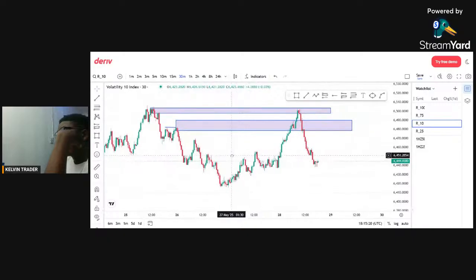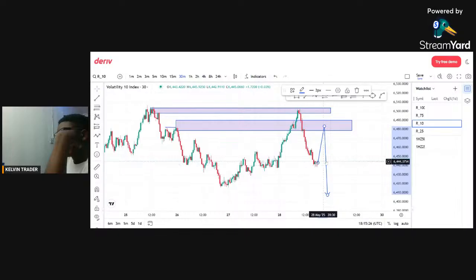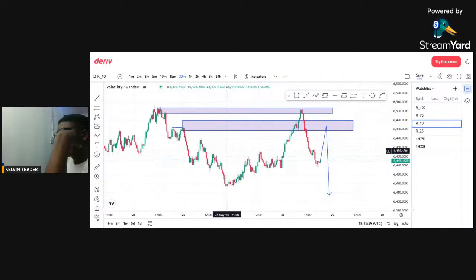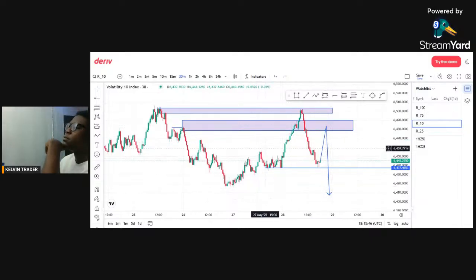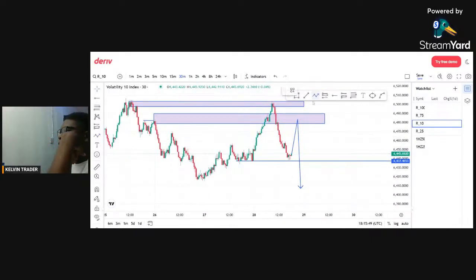Yeah, let's learn from this. Let's watch out for this: once it comes here, wait for the formation of an M pattern on M15 before it starts selling. That's VIX 10. I don't know whether it gets me.